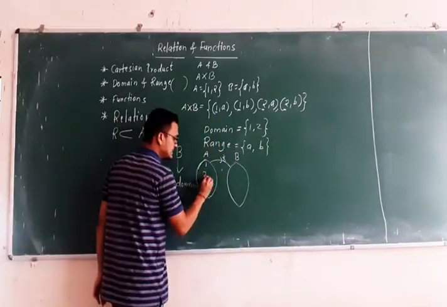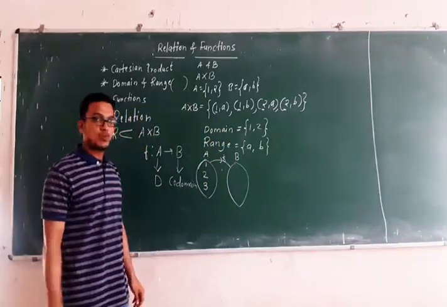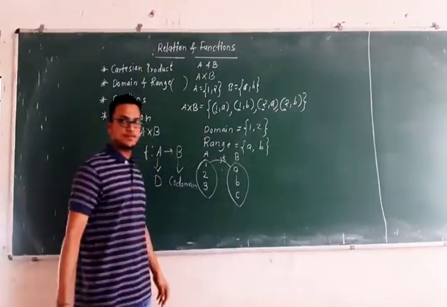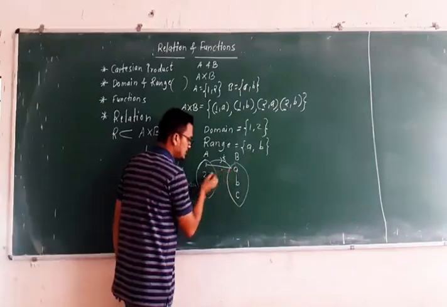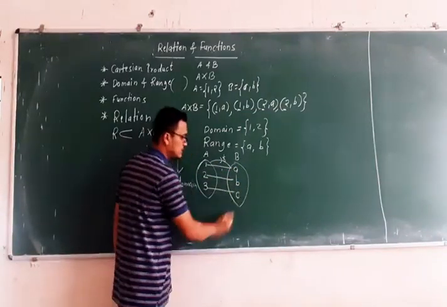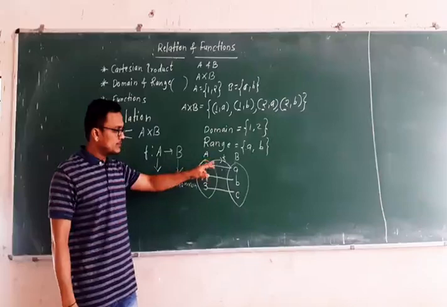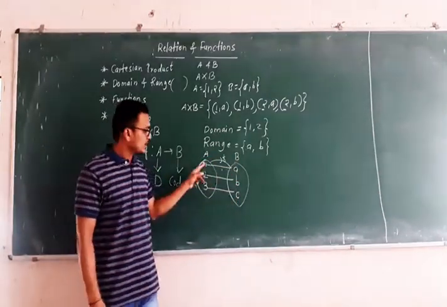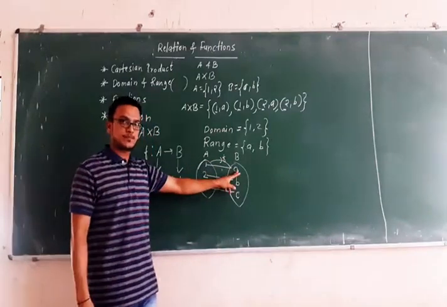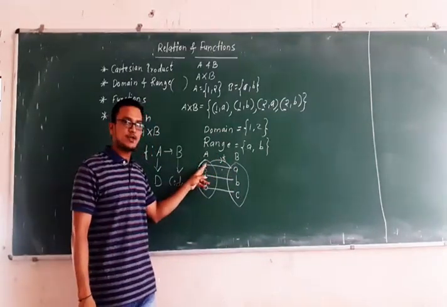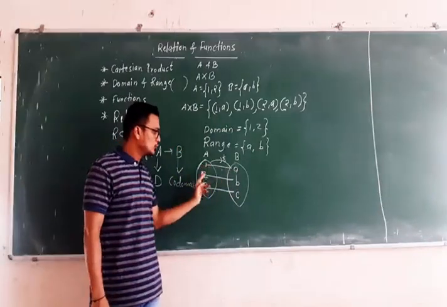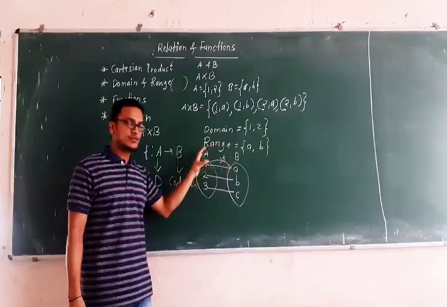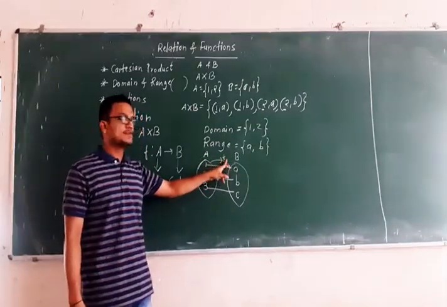Suppose set A is 1, 2, 3, and set B is a, b, c. Now one's image is a, two's image is b, three's image is c. If you observe here, this is your domain, this is your codomain. Here one has only one image, that is a. Two's image is b, three's image is c. Now whatever this arrow diagram is, it represents that f is a function.